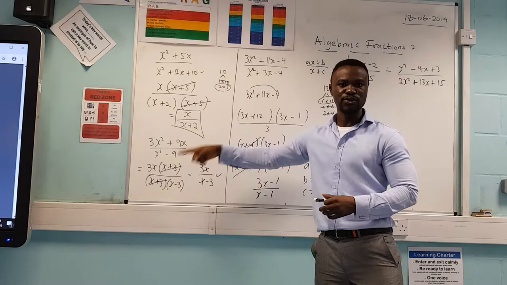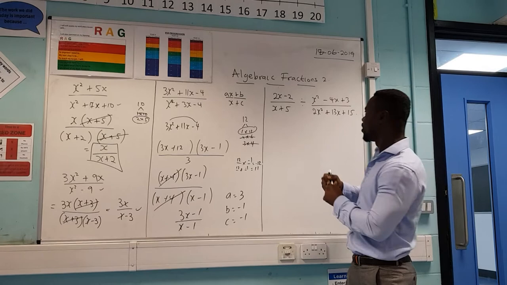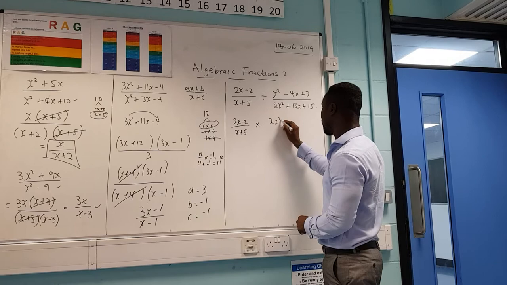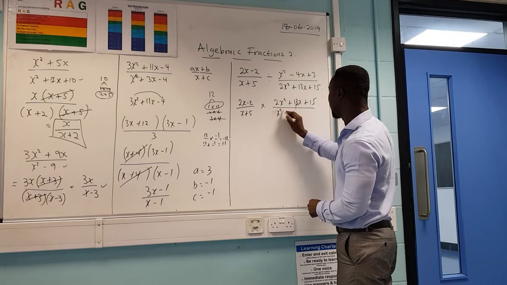Now this is divide. Remember when I did dividing and multiplying fractions, I said keep this the same, flip this one upside down. So here we would have 2x minus 2 over x plus 5. Change the sign to times, KFC. Flip this one upside down. So it's 2x squared plus 13x plus 15. Okay, let me write my 3. Divided by the top one. So flip down, x squared minus 4x plus 3.